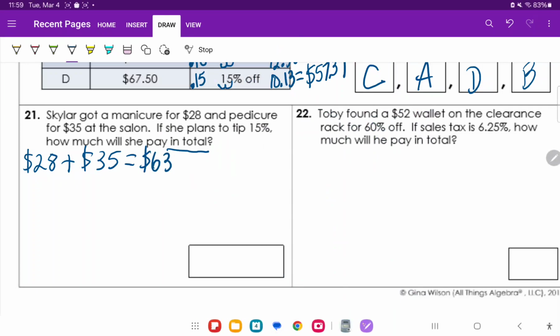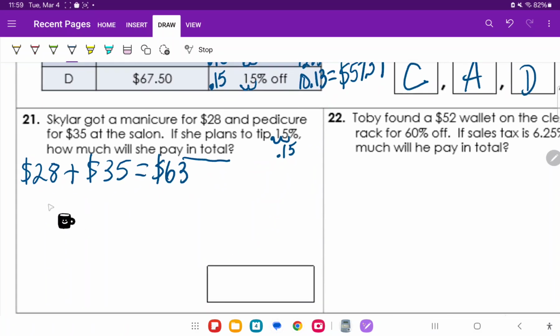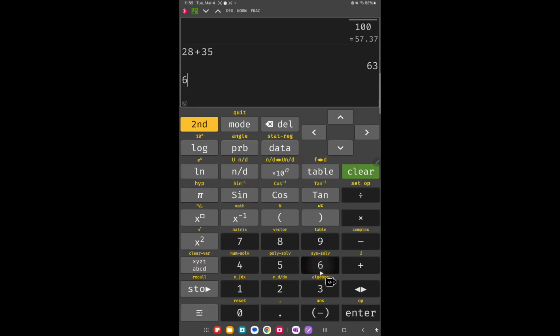Now she wants to pay 15% tips, all right? Move the decimal 2 places. So that's 0.15, okay? So we take our $63 times our tip, 0.15. All right, $63 times 0.15.